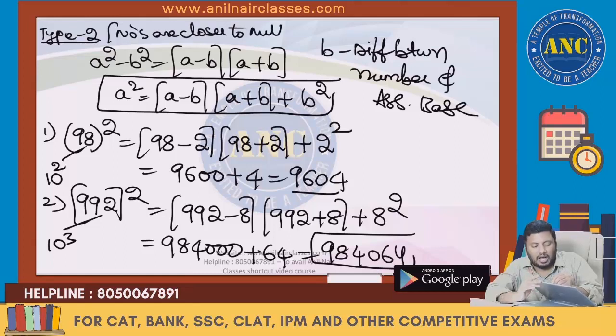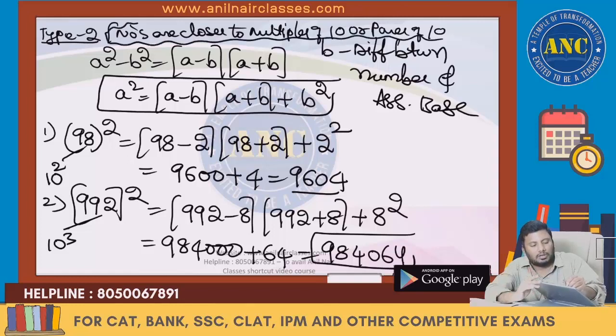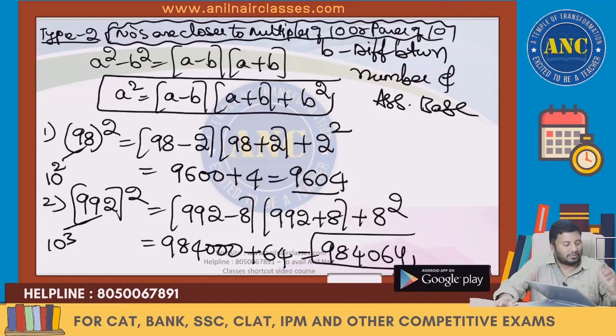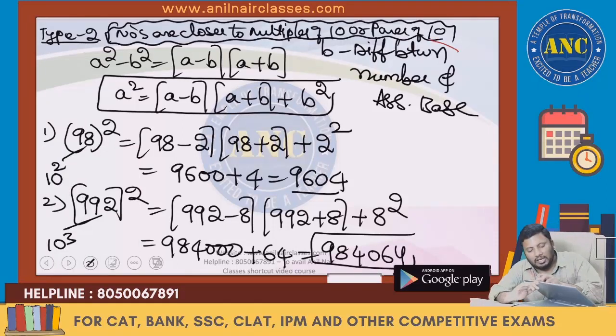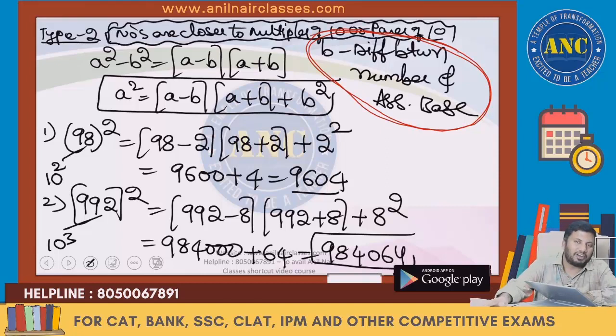multiples of 10 or powers of 10. When the numbers are closer to multiples of 10 or powers of 10. Kindly reply in the live chat if it is clear to you. What are the two important learnings? B is nothing but the difference between number and assumed base.